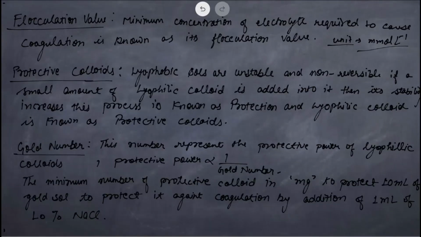Okay, and let us now talk about the flocculation value. The minimum concentration of electrolyte required to cause coagulation is known as the flocculation value, and its unit is millimole per liter.